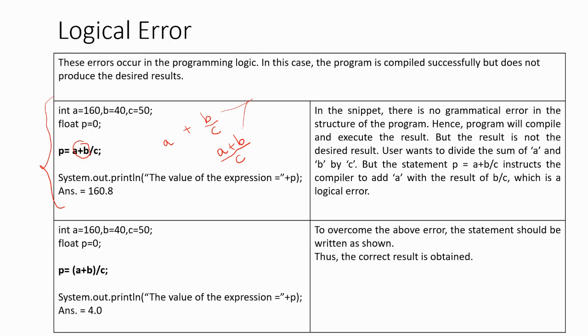To overcome this error, the statement should be written like this. As you must have learned in primary school, the BODMAS rule: if I enclose a plus b in parentheses or brackets, then it is solved first and then it moves on to division. Then after executing this program, we get the correct output. First we were getting 160.8, but the correct answer was 4.0.